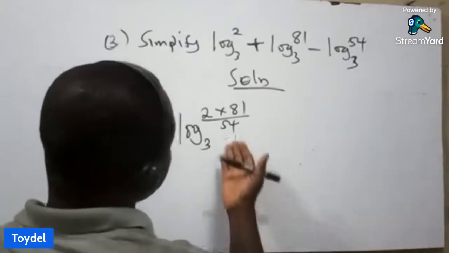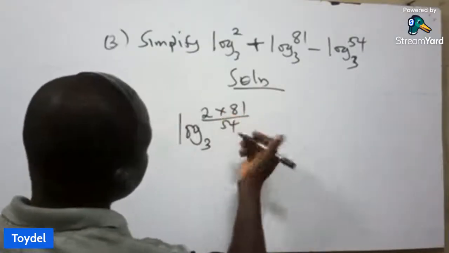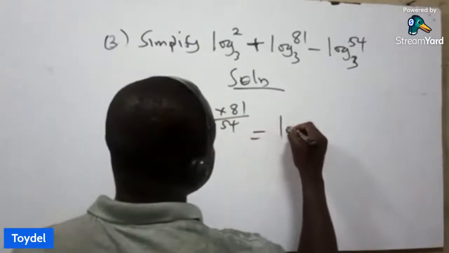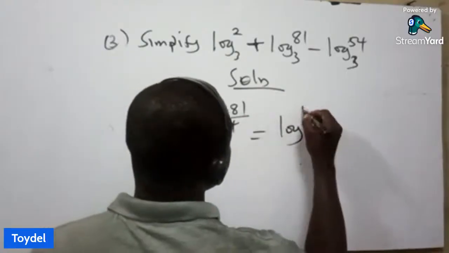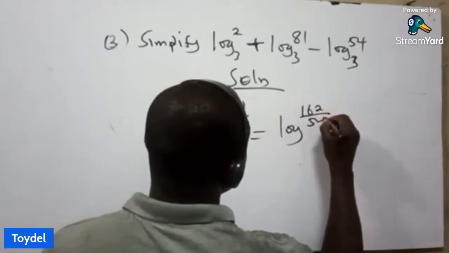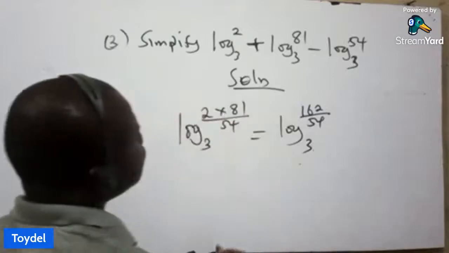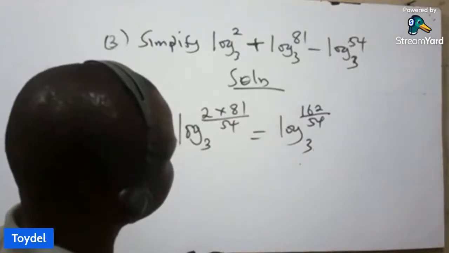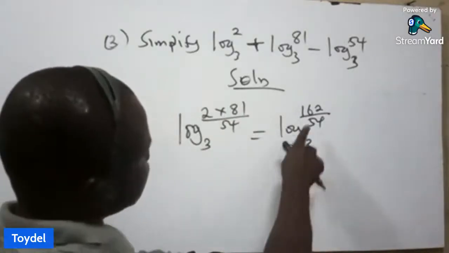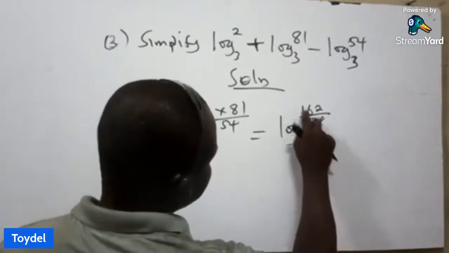And of course, what are we going to get here? I'm going to say this is log 2 times 81 is 162 divided by 54, base 3. Can 54 divide 162? Yes, because 3 times this is going to give me this.